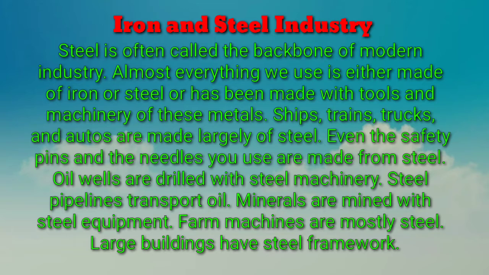Almost everything we use is either made of iron or steel or has been made with the tools and machinery of these metals. Ships, trains, trucks, and autos are made largely of steel. Even the safety pins and needles you use are made from steel. Oil wells are drilled with steel machinery. Steel pipelines transport oil. Minerals are mined with steel equipment. Farm machines are mostly steel. Large buildings have steel framework.